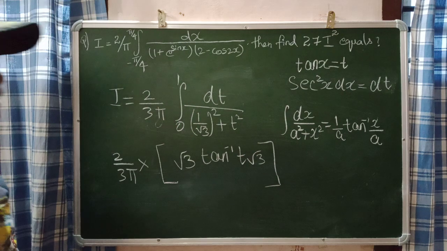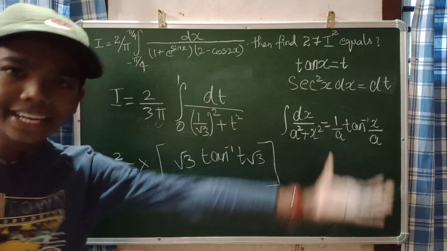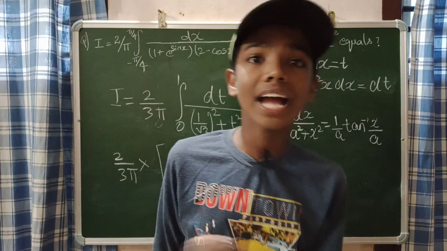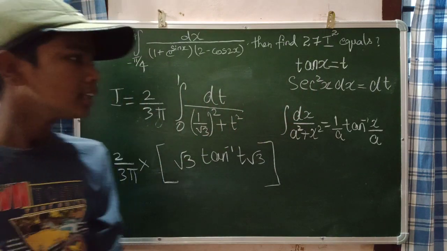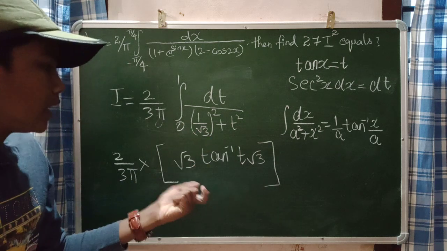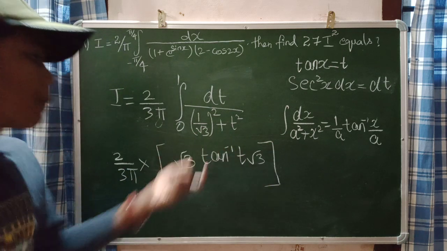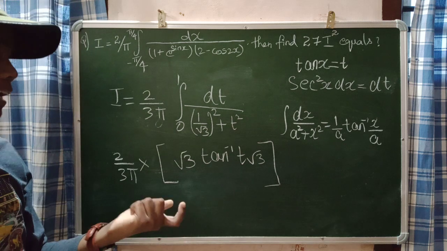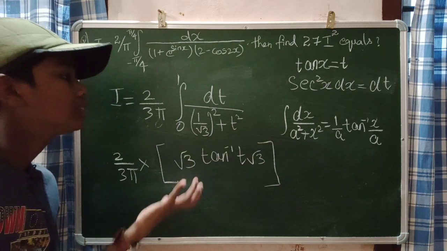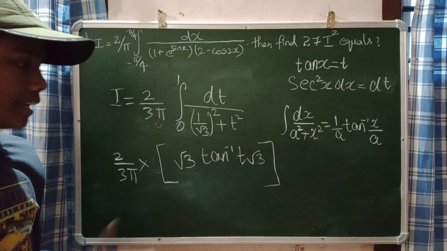Just what I am doing, I am solving using this formula of integration of dx by a square plus x square is equal to 1 by a of tan inverse of x by a plus some constant. So 1 by a will be root 3. Then x by a will be t divided by 1 by root 3, which will be t root 3 only. And that's why I am getting tan inverse of t root 3.